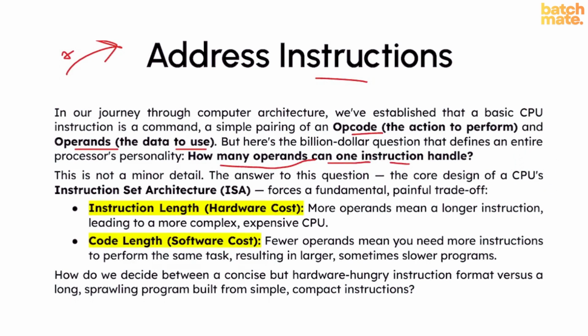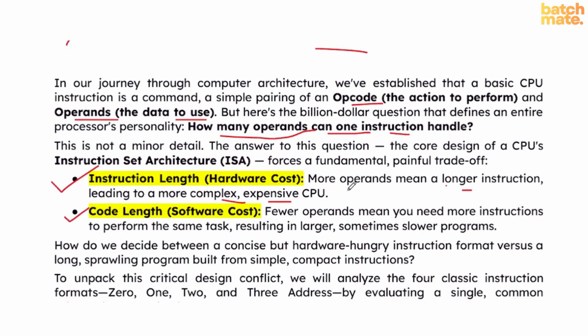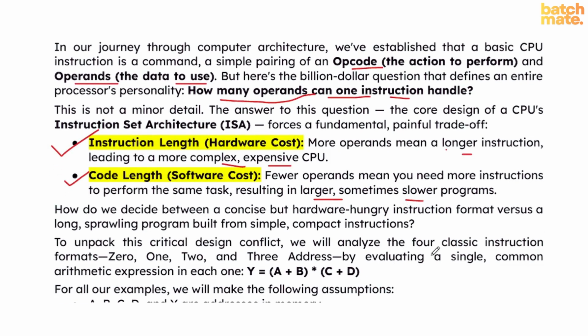This seems like a small detail, but it forces a painful trade-off between hardware and software. Here is the battle. First, the instruction length or hardware cost. If you want an instruction to handle lots of operands, your instruction binary becomes huge. It takes up more bits. This makes the CPU hardware complex and expensive to build. And another is code length or software cost. But if you limit the operands to keep the hardware simple, you need more instructions to do the same job. Your program file size gets bigger and it might run slower. So, do we want a complex hardware with short code or simple hardware with long code?